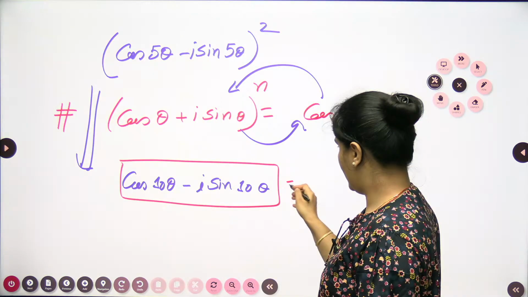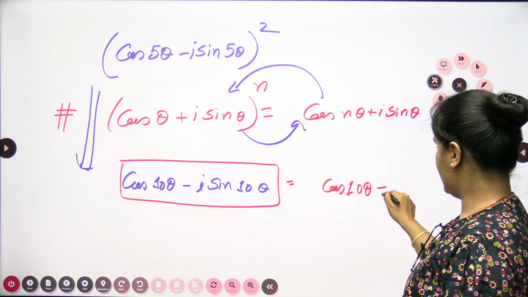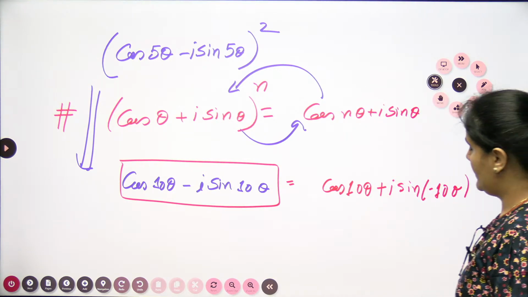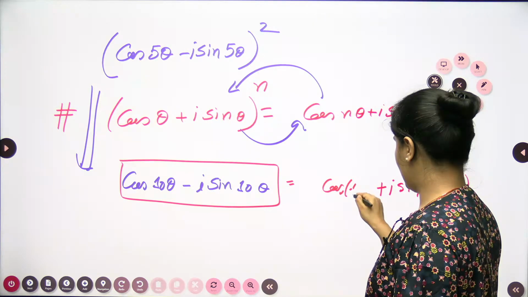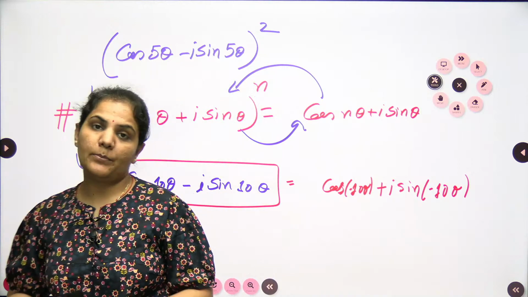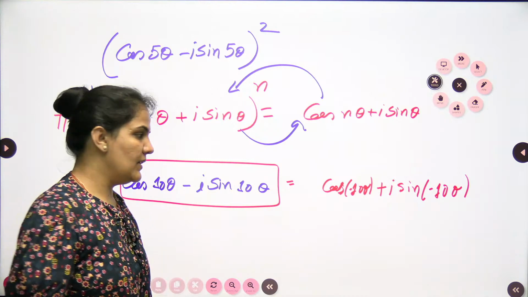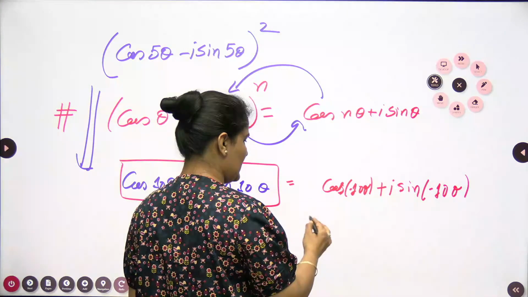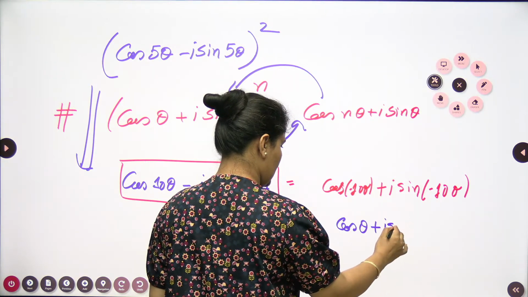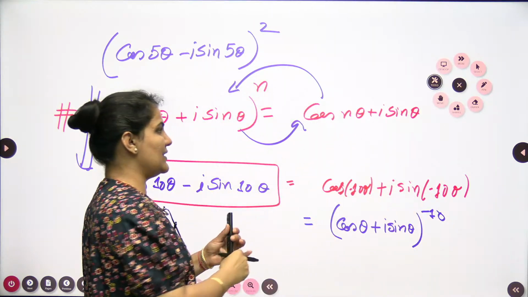So we can do it like this also. When I have cos tan theta, plus I can write iota sin minus tan theta, and here also I can make minus tan theta, because cos minus theta is cos theta only, but sin minus theta is minus sin theta. So in this way I can solve. I can see my power is minus 10 here, so can I write this as cos theta plus iota sin theta to the power minus 10, because this is the reversible form.